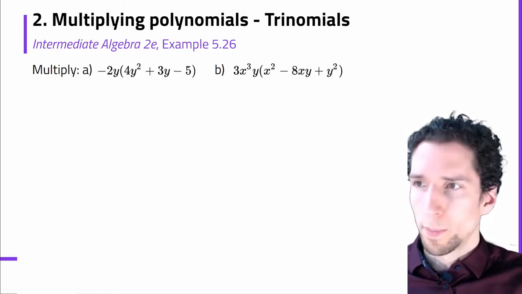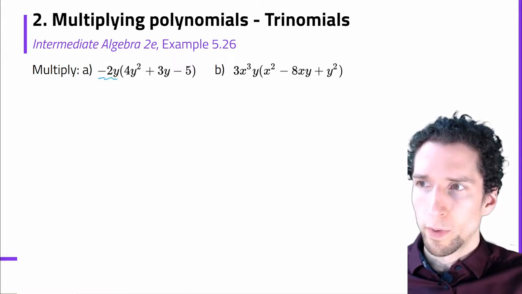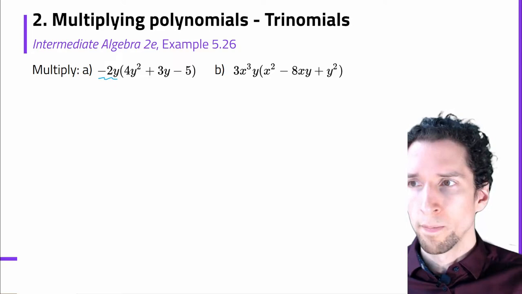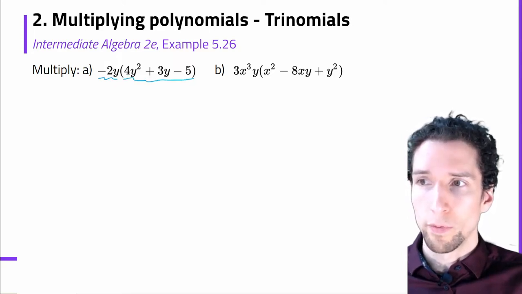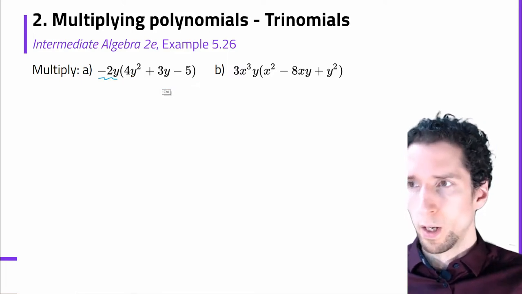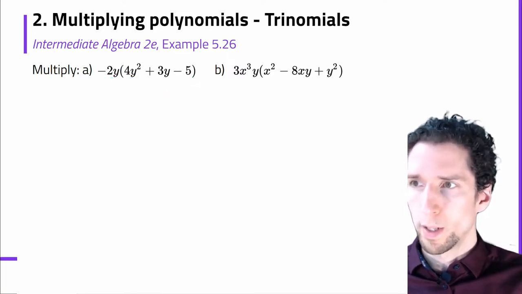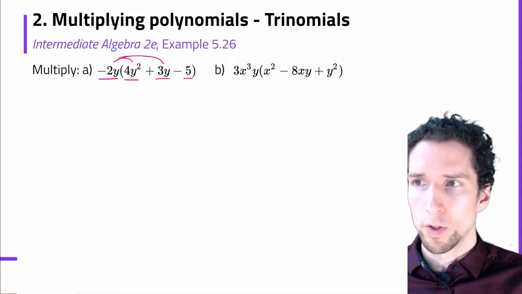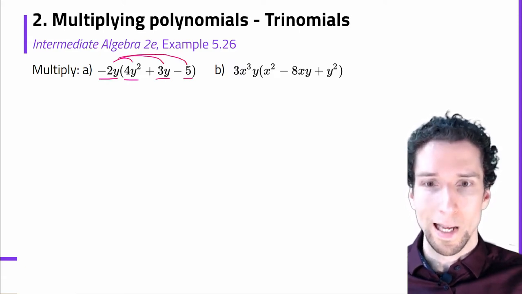So lots of practice with these. If we have something a little larger, so we have this one term outside, just -2y, but then inside our brackets we have 3 different parts. We have a trinomial inside, so it's going to be the same process, just each thing, the thing on the outside times each thing on the inside, like this.